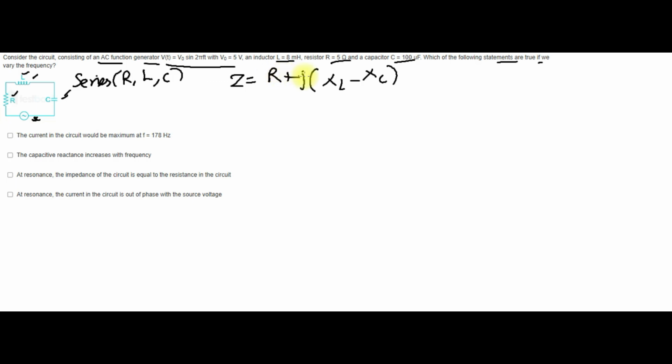So XL means inductive reactance, okay? XL is equal to ωL, and XC is capacitive reactance, so you can have the formula as 1 divided by ωC, okay? So I can just draw a small diagram here. You should know this diagram, a small complete one wave, okay?